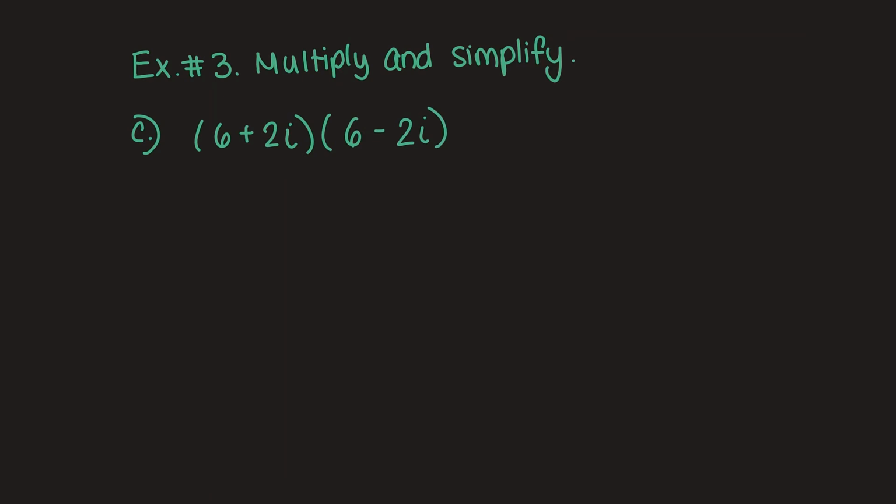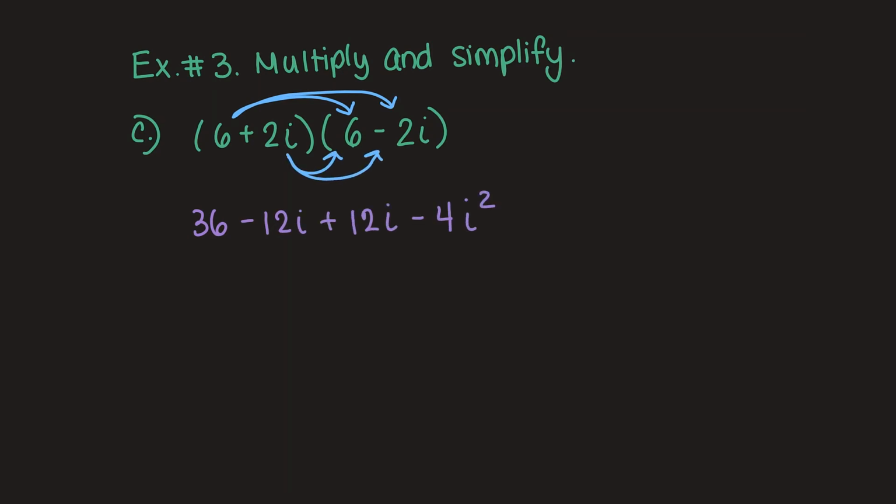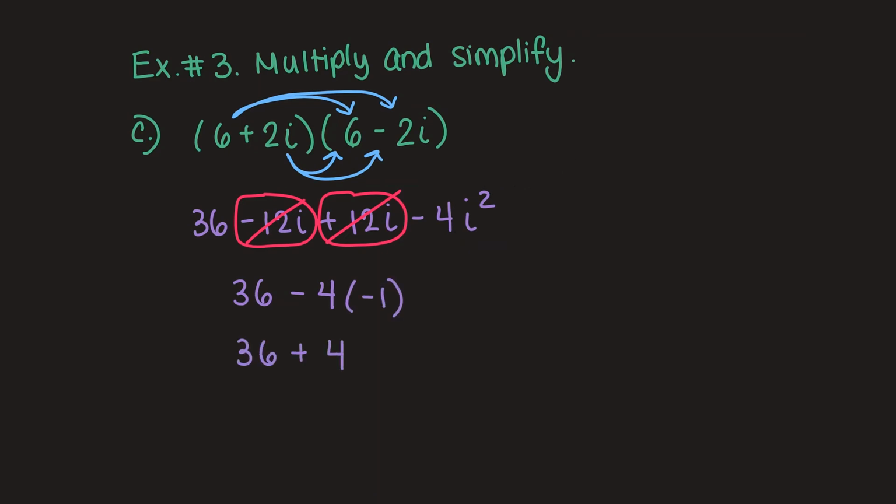For the next example, again we want to make sure to distribute each term in the first binomial to each term in the second binomial. So we have 36 minus 12i plus 12i minus 4i squared. The imaginary parts cancel out, and we can replace i squared as -1. This will then simplify to 36 plus 4, which is 40.